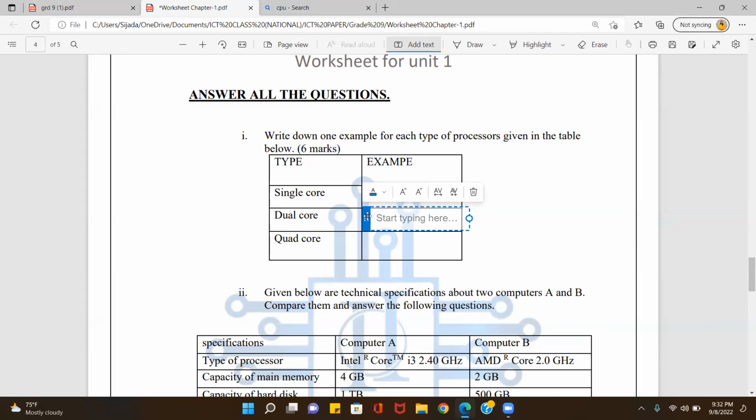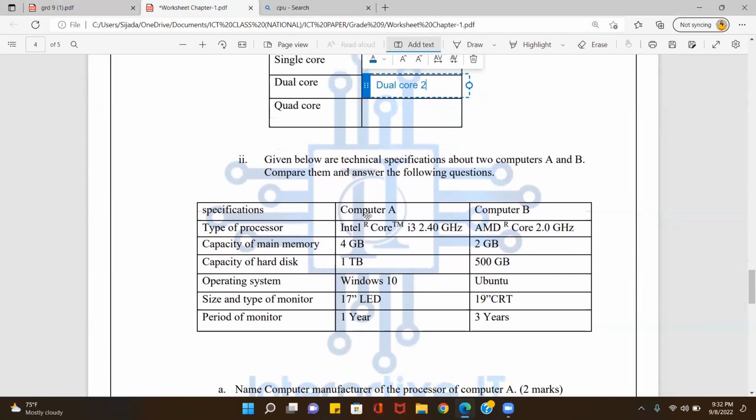Then tell me an example of dual core. Core 2 Dual. Okay, Core 2 also you can tell. What about quad core? i7, i5, i3. The entire i version belongs to what? Quad core. Okay, so it's pretty easy to identify, right?